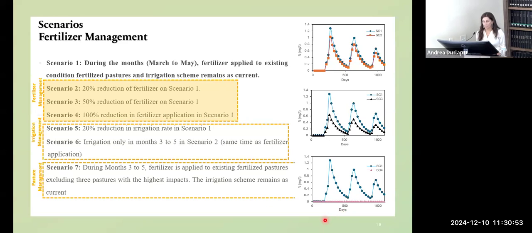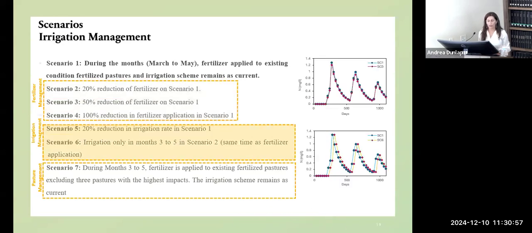Excuse me, there is no nitrate in the system. So the next group of scenarios was the irrigation scenarios. First we just did the same thing for a 20% reduction in irrigation, and then we compared it with the base scenario. The other scenario was one where we changed the months of irrigation. And the irrigation here did not much impact the nitrate in the groundwater.